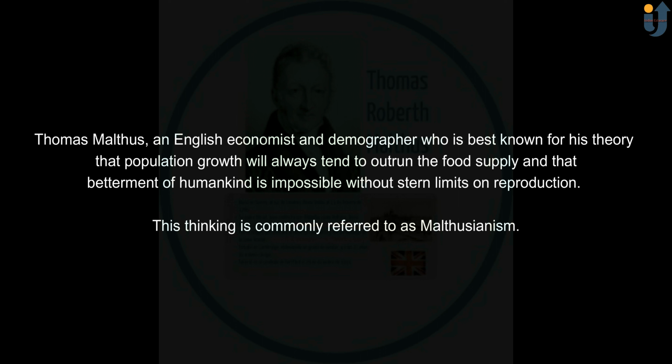Thomas Malthus, an English economist and demographer, is best known for his theory that population growth will always tend to outrun the food supply and that betterment of humankind is impossible without stern limits on reproduction. This thinking is commonly referred to as Malthusianism.